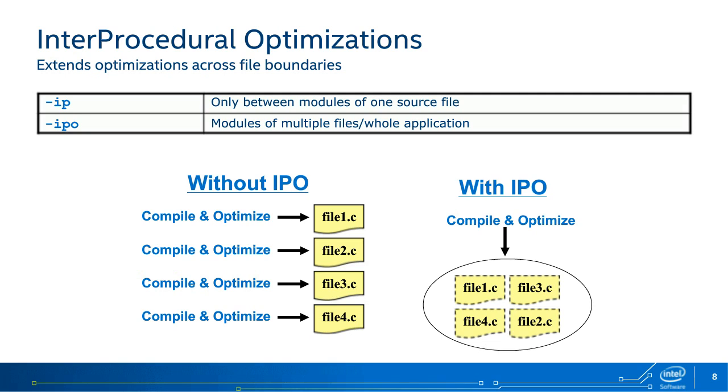Note that with the IP option, not IPO, but IP, the analysis is limited to occur within each source file. And with IPO, the analysis spans all of your source files. In other words, code generation in module A can be affected by what is happening in module B.